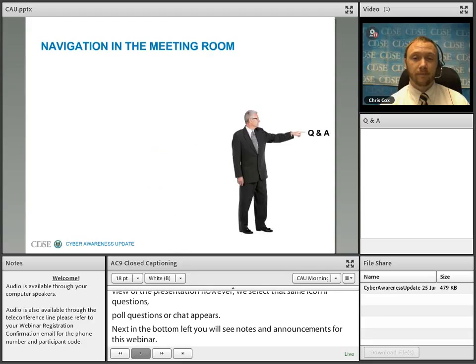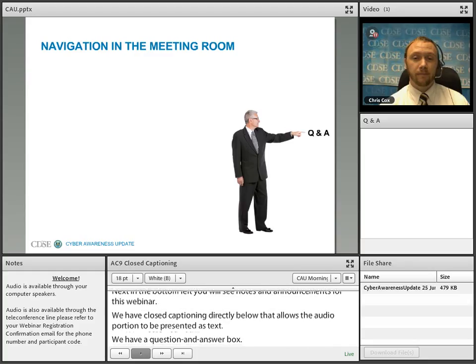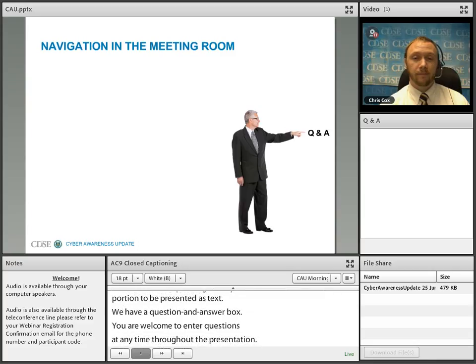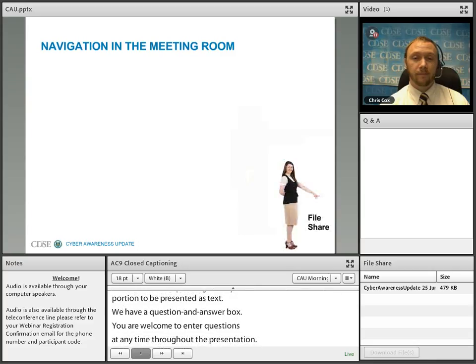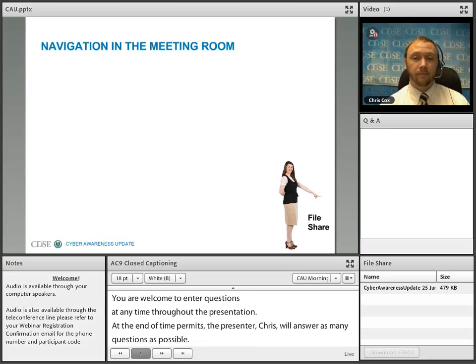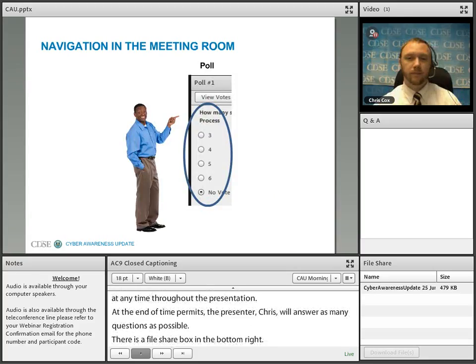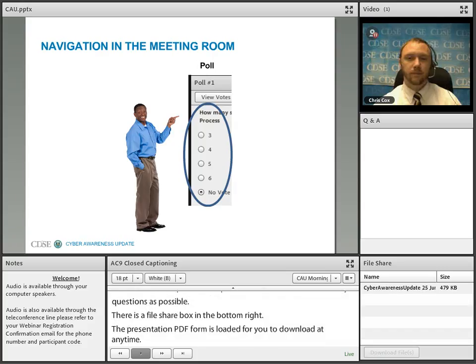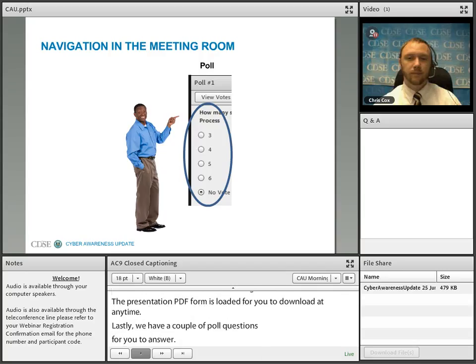Then we have a question and answer box. You're welcome to enter questions at any time throughout the presentation. At the end, if time permits, the presenter, Chris, will answer as many questions as possible. There's a file share box in the bottom right. The presentation PDF is loaded for you to download at any time. Lastly, we have a couple of poll questions for you to answer. You simply select a radio button for your response. That ends the navigation of the meeting room.